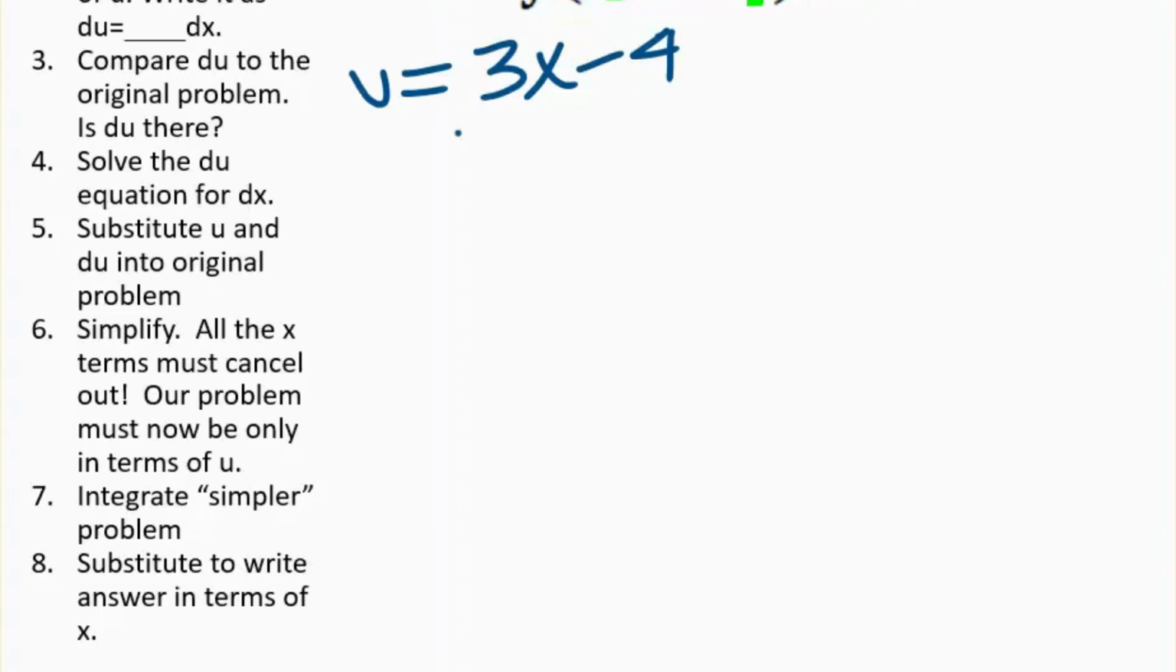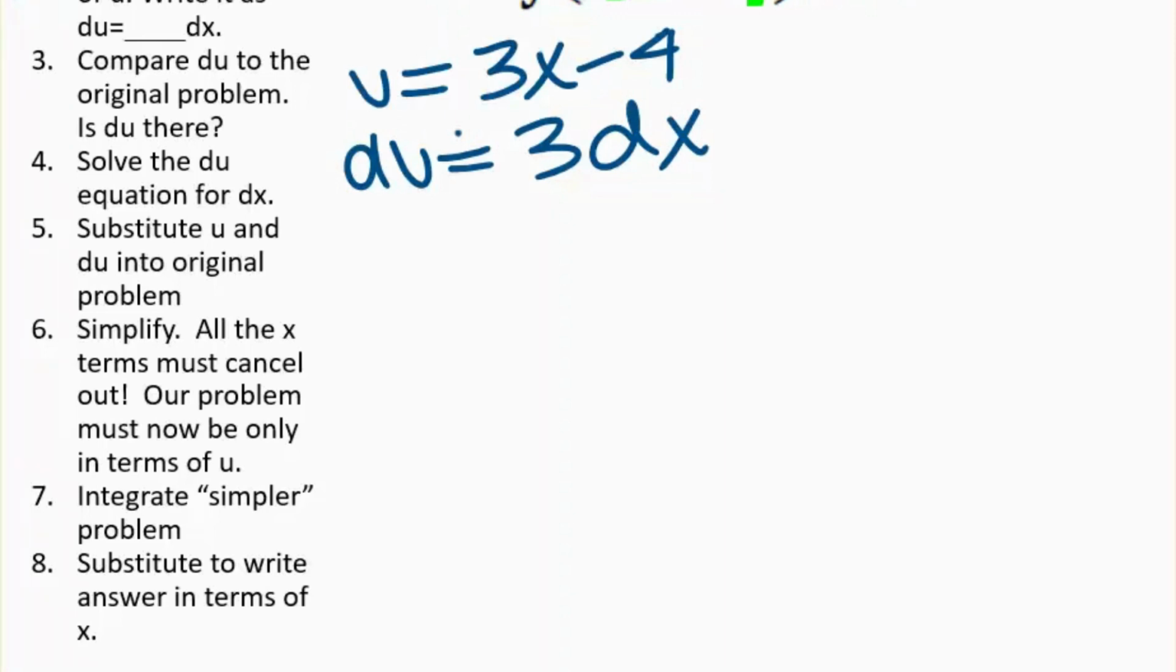Step 2 says that we want to find the derivative of u. This means that du is going to equal 3 dx. And we write dx so that we indicate that we took the derivative in terms of x.